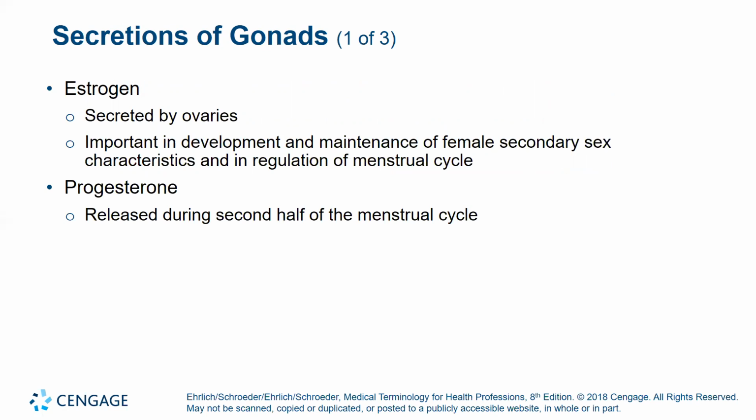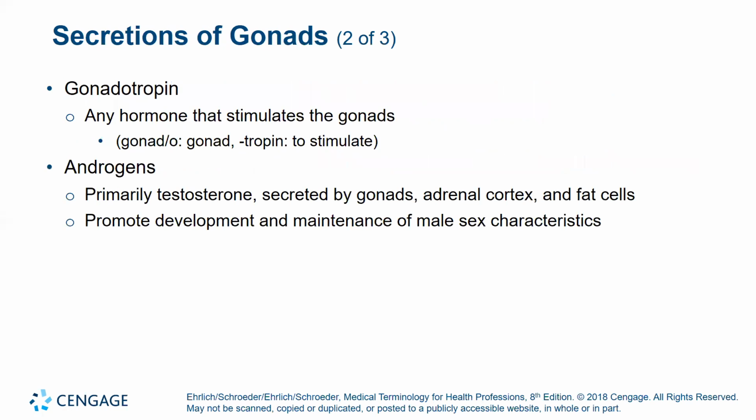Secretions of the gonads: we have estrogen. This is secreted by the ovaries. We have progesterone. This is released during the second half of the menstrual cycle. We have gonadotropin. This is any hormone that stimulates the gonads. Androgens, primarily testosterone. This is secreted by gonads, adrenal cortex, and fat cells. It promotes development and maintenance of male sex characteristics.